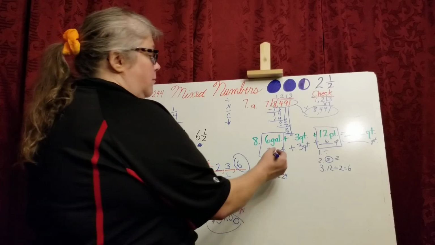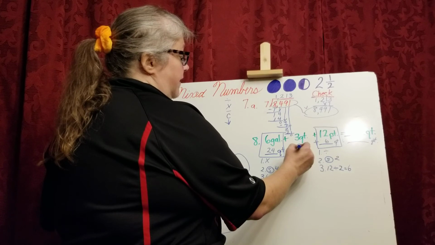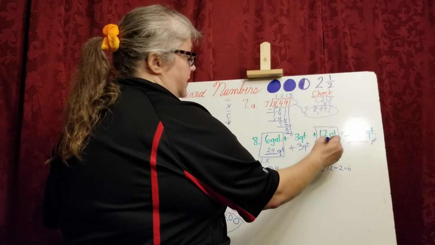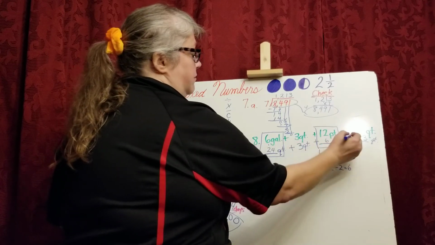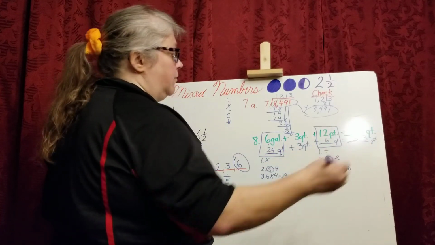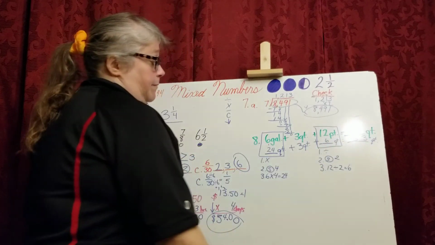You can go by adding the ones place. You can say 4 plus 3 is 7, and 7 plus 6 is 13, and put the 3 there and carry the 1, and 1 plus 2 is 3. That's horizontal addition. Make sure you write 33 in both bases.